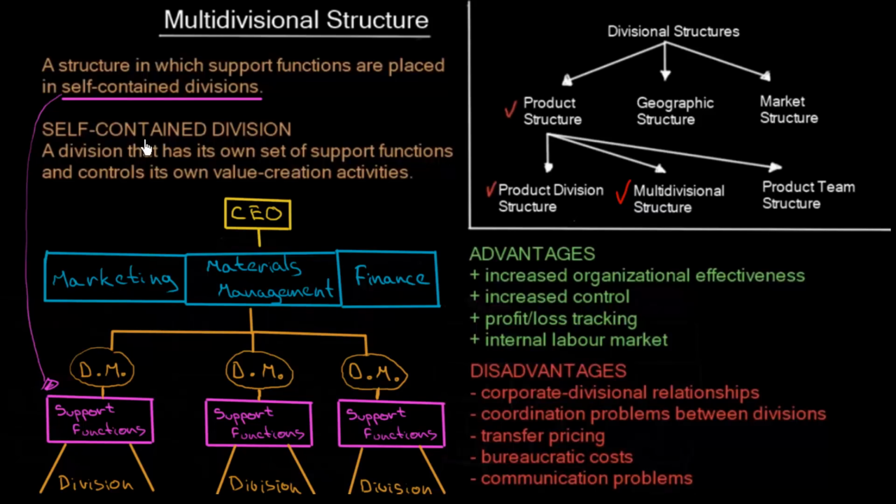Now, what is a self-contained division? This is a division that has its own set of support functions, and this is going to be very important, and controls its own value creation activities. So it feels like the division is some sort of independent company itself, and that is the main advantage of a multi-divisional structure. Because really, when you have a division that has its own marketing functions, maybe its own research and development functions, materials management, it is some sort of a company itself, and that is why companies are choosing the multi-divisional structure.